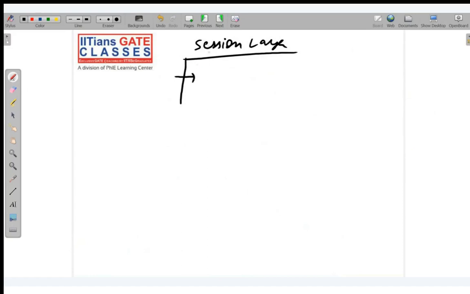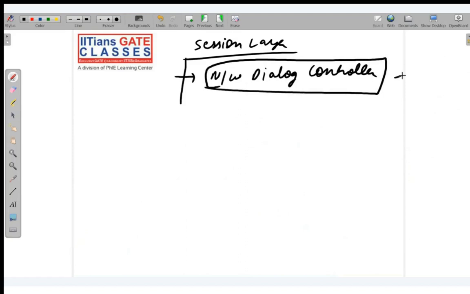So what is the session layer? Session layer is known as network dialog controller. Network dialog controller, this has been asked. So which layer is known as network dialog controller? That is the session layer. Okay, so what are the functions? The first function is this only, network dialog controller.